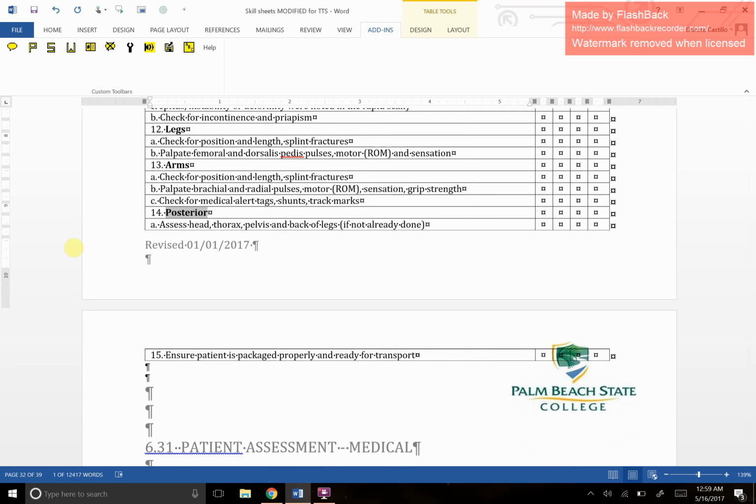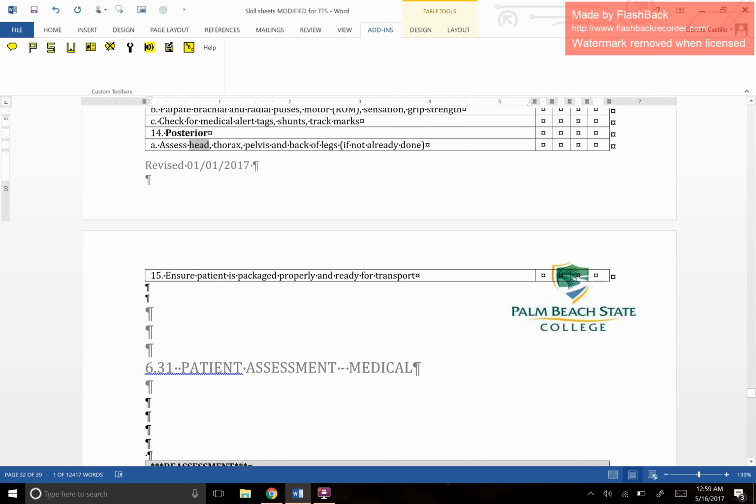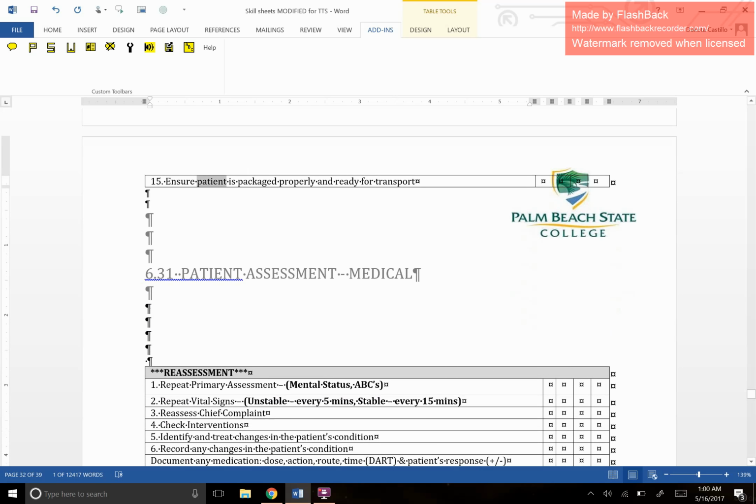14. Posterior. A. Assess head, thorax, pelvis, and back of legs, if not already done. 15. Ensure patient is packaged properly and ready for transport.